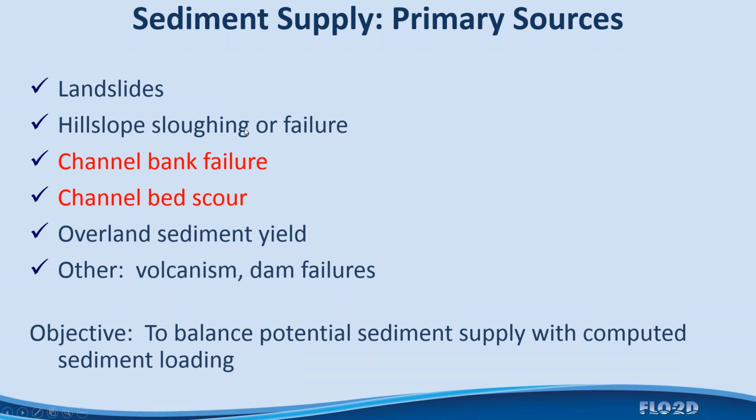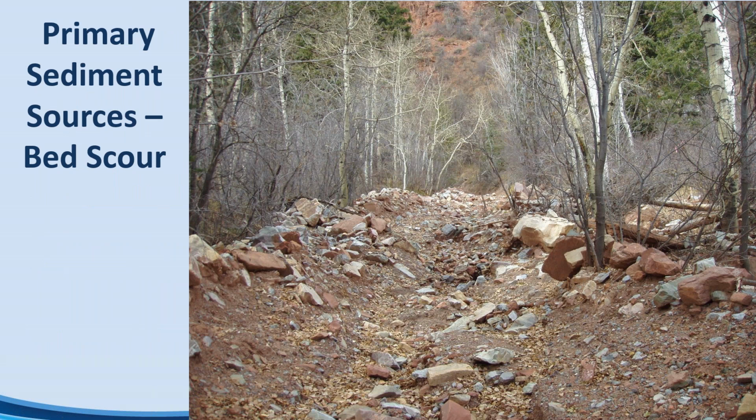So the primary supply of sediment comes from 5 principal sources: landslides, or in a smaller scope, hill slope sloughing or failure, which are just small scale landslides essentially; channel bank failure; channel bed scour. And I highlighted these in red because typically for a hydrologic initiated event, these will be the primary sources of sediment. Then overland sediment yield, and other possible mud flow sources of sediment might be volcanism or dam failures.